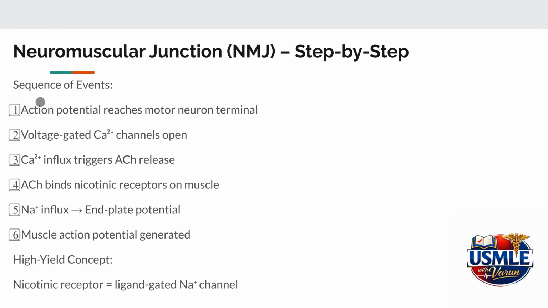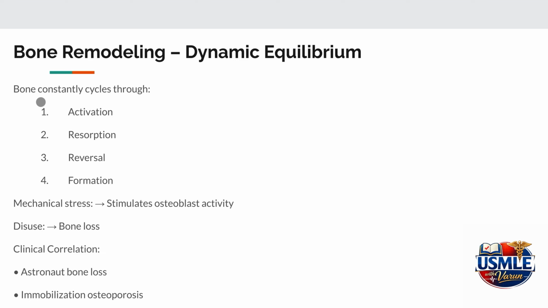Bone remodeling occurs continuously and involves four phases. First, activation occurs, then osteoclasts resorb the bone. This is followed by reversal and finally osteoblast-mediated bone formation. Mechanical loading stimulates bone formation, whereas disuse leads to bone loss.